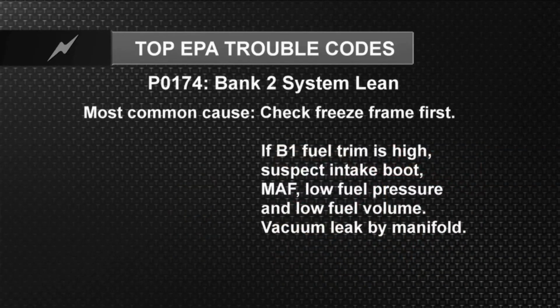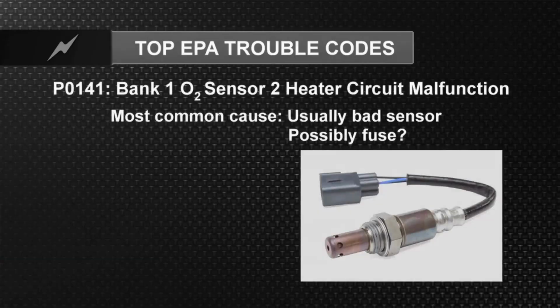P0171, system lean. Check scan tool freeze frame data. If Bank 1 fuel trim is also high, suspect a common problem like an intake boot leak, mass airflow sensor issue, low fuel pressure volume, or a manifold vacuum leak. A smoke machine is a key diagnostic tool.